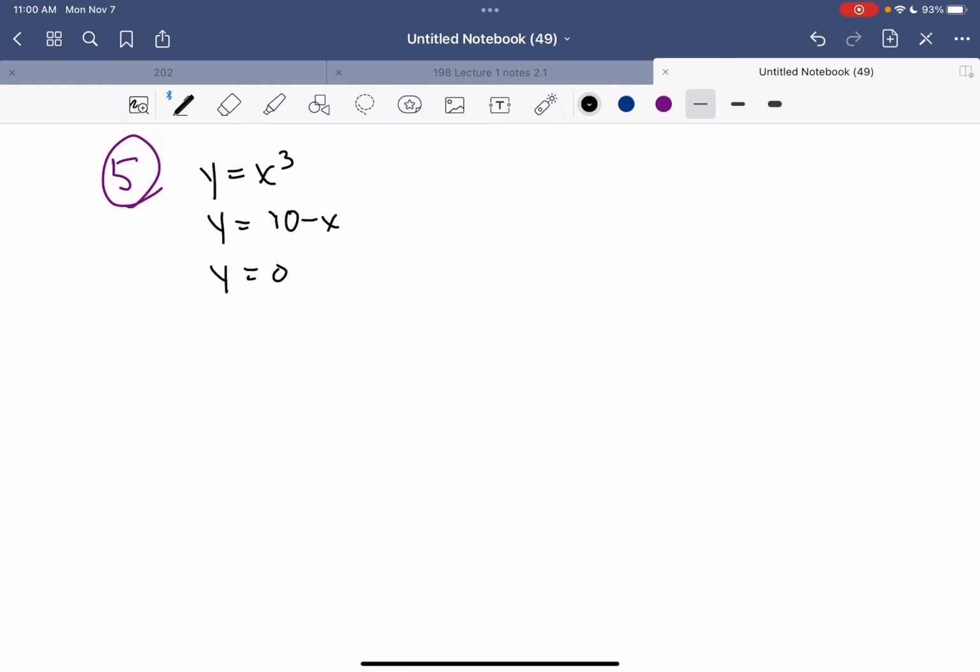Hi all. I just wanted to give a little hint about something that happened in the homework that we didn't cover in class. And that is number 5. So if you take a look at number 5, you have some kind of variation on this problem: y equals x cubed, y equals 10 minus x, and y equals 0. If you sketch this, you have y equals x cubed, which looks like that. Here, if we pretend that that's 10, you have 10 minus x, and then you have y equals 0.